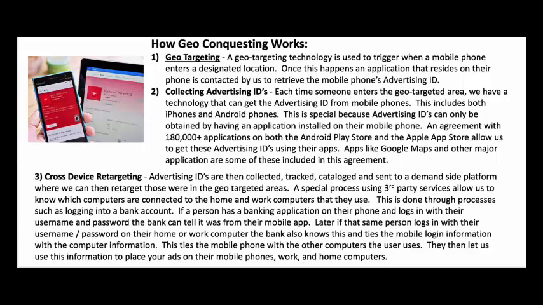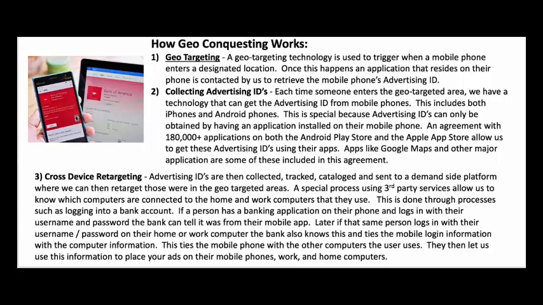We not only show the ads on their phone, but we're also able to show ads on other devices like their laptops or their tablets. When advertising IDs are collected, tracked, cataloged and sent to a demand-side platform, we can retarget those who are in the geo-target areas. The special process using third-party services allows us to know which home and work computers are connected to them. It's done through processes like logging into a bank account.